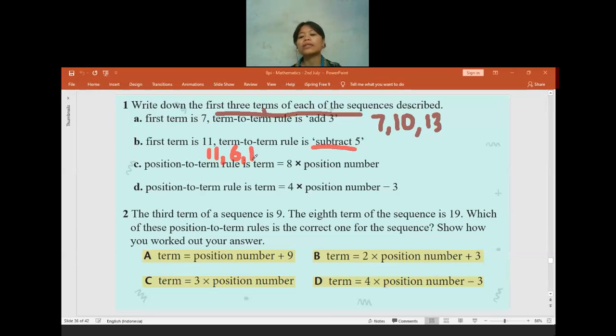So for the first term, it will be 8 times 1. 8 times 1 equals 8. And then 8 times 2 equals how many? For the second term, yeah, it equals 16. And then the third term, how many will it be for the third term? 24. Okay, is there anyone who is confused? Or maybe I talk too fast?